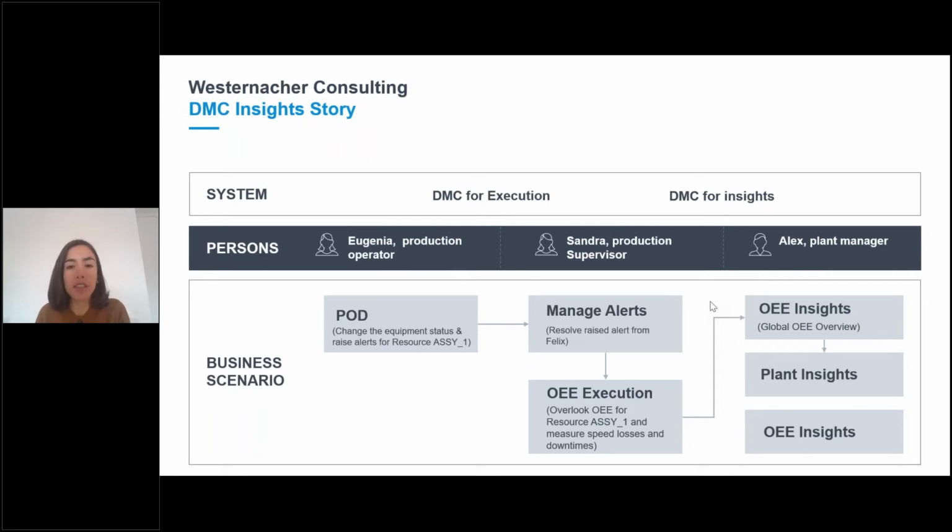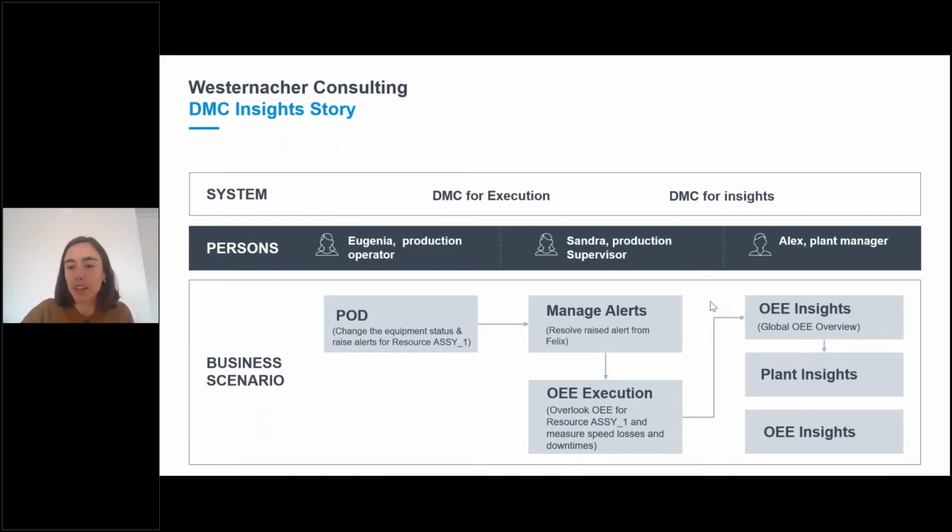And then we have Sandra, who is the production supervisor, and she is going to manage the different alerts that are being raised from the execution side. So she's not only going to manage the alerts and treat them, but she's also going to monitor in real time what is the performance of the equipment, what is the availability, quality KPI, etc. And then finally, we have Alex, who is the plant manager, and he's interested in getting more higher level insights. So within DMCi, he will be able to check the different reports and to perform some root cause analysis.